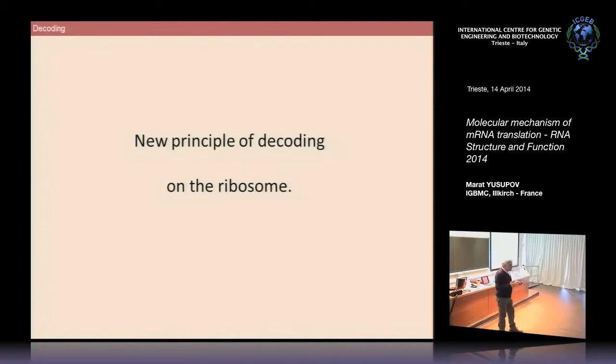Decoding is the major problem of protein biosynthesis, because it is the transformation of one type of code, from messenger RNA, to protein production, from nucleotide code to amino acid code. And how tRNAs and messenger RNA recognize each other in the A site is a very important question.